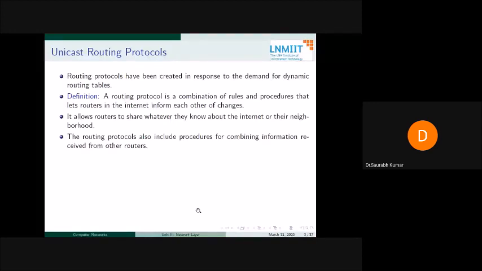As given here, a routing protocol can be defined as a combination of rules and procedures that lets the routers in the internet inform each other of changes. Please keep in mind that I am talking about small i internet, and we are very clear about the difference between small i and capital I internet. So definitely there will be an initialization, an updating mechanism, and a sharing mechanism. How the updating, sharing and deletion of entries are done dynamically, we will see in today's lecture.